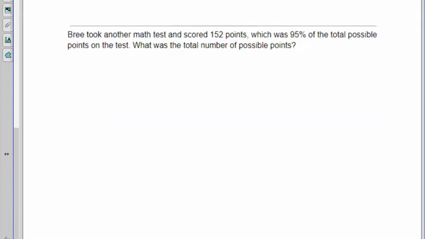Here's one for you to try. Bree took another math test and scored 152 points, which turned out to be 95% of the total possible points on the test. A 95, that's fantastic. What was the total number of possible points on that test? So set up your part to whole ratio and find an equivalent ratio with 152 as the part. Give it a try. We'll look at it in class.